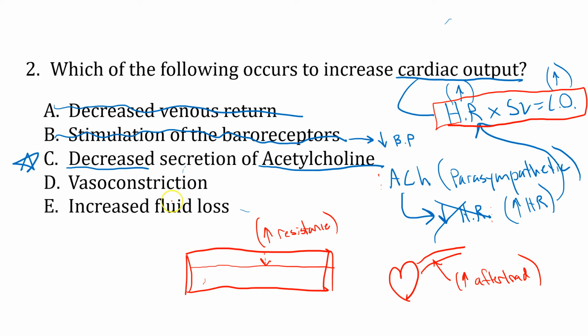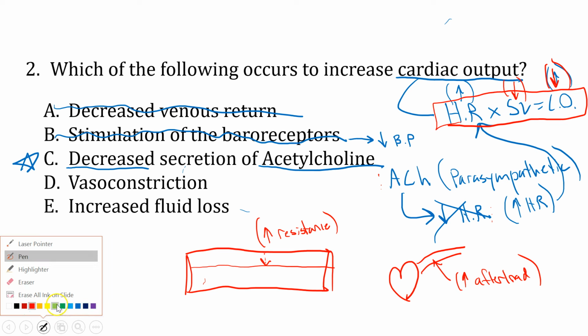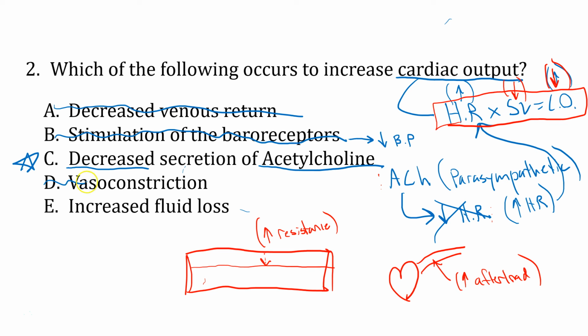Okay, so all that to say, vasoconstriction generally is going to lead, holding all things equal, to a decrease in stroke volume, which would mean a decrease in cardiac output. So we're not going to think that this would increase the cardiac output.